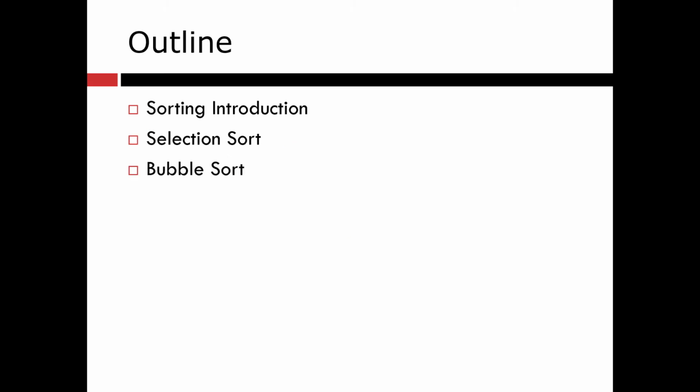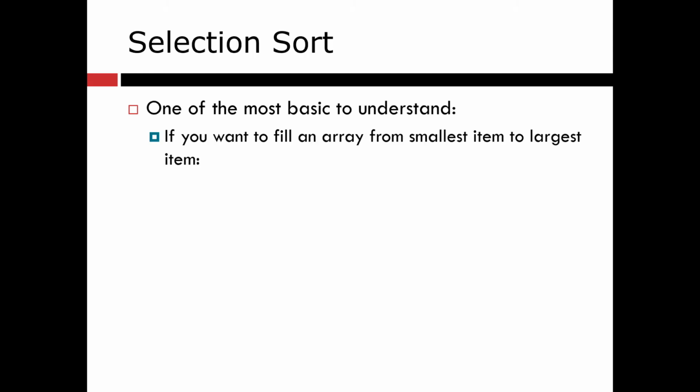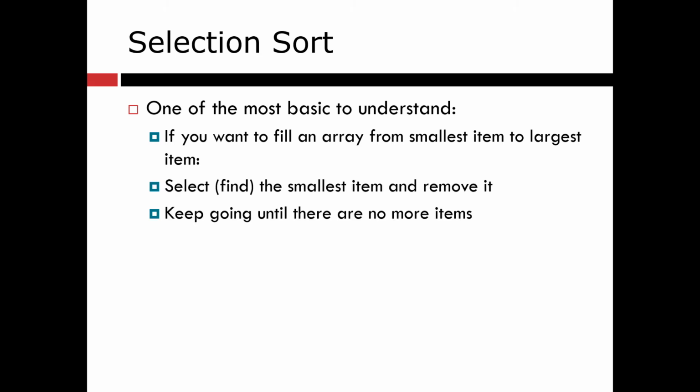Okay, cool. So selection sort. This is the most basic and pretty straightforward. The basic idea is that if you want to fill your array from smallest to largest, the first thing you do is find the smallest item, pull it out of that array and put it in your new array. And you just keep going, right? Find the smallest item, remove it. In the remaining things, find the next smallest item, remove it, find the next smallest thing, remove it, keep going. Rinse and repeat. So let's run through a quick example.